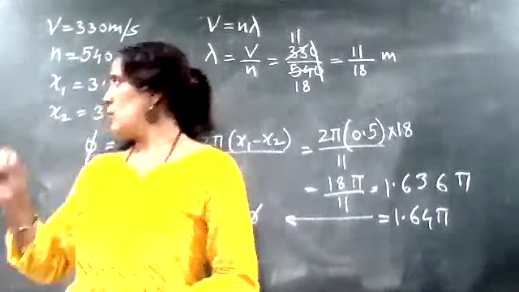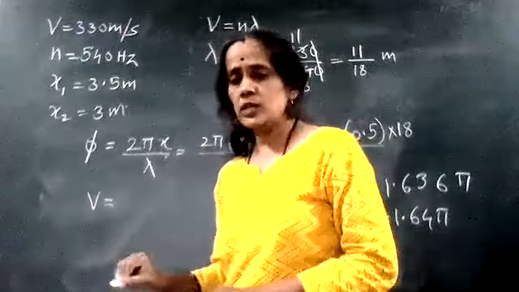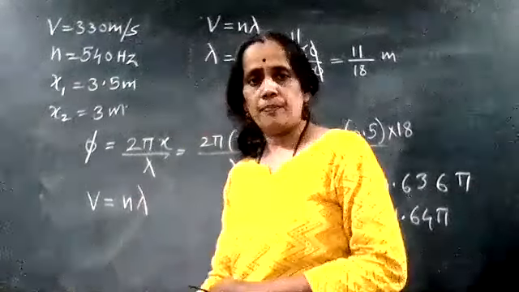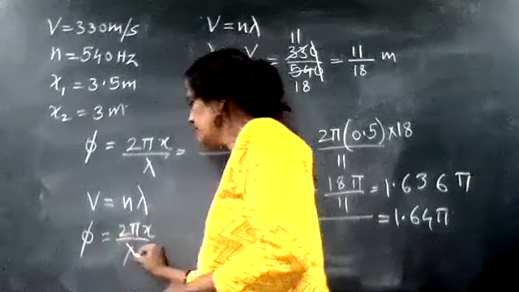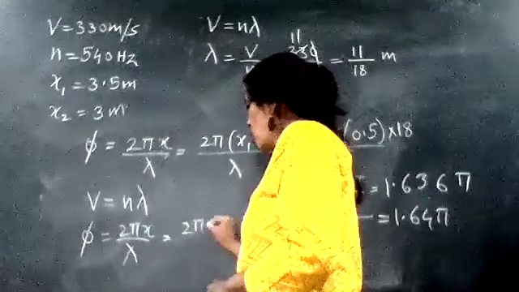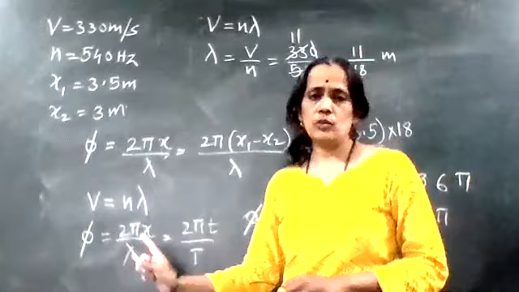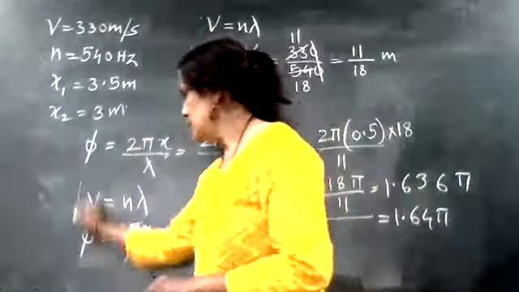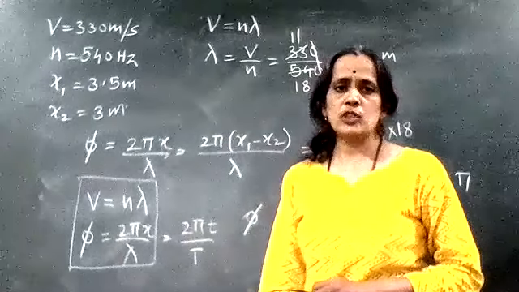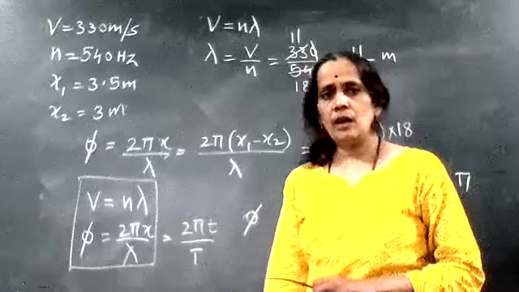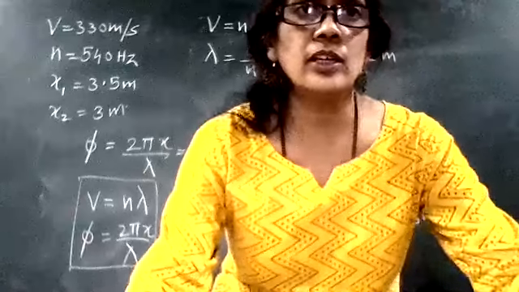So whatever problems we have seen yesterday and today, which two important formulas have we used? V is equal to n lambda, and second, phi is equal to 2 pi x upon lambda and 2 pi small t upon T. We used formulas like these. So remember these to solve problems regarding superposition. Got it? Okay. The remaining numerical problems you can see in the next class. Fine. Chalo. Thanks.